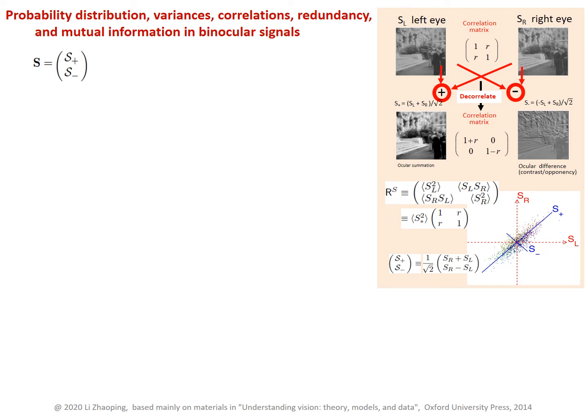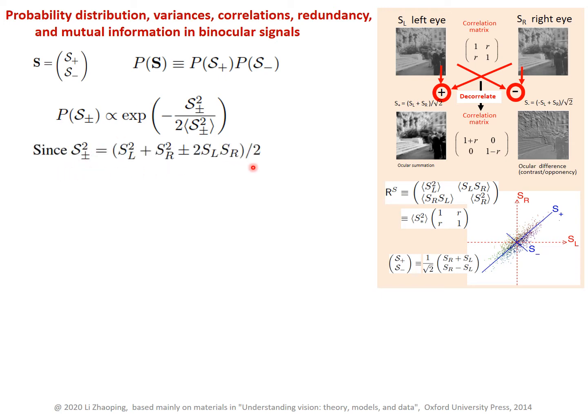Now let's practice doing some calculations. Remember that S is a vector, and this is related to SL and SR in this form. Now, because S plus and S minus are uncorrelated, their joint probability distribution factorizes into the marginal distributions of each component S plus and S minus. And we know that each component follows a Gaussian distribution since the whole joint probability distribution is Gaussian. That's our assumption to start with.